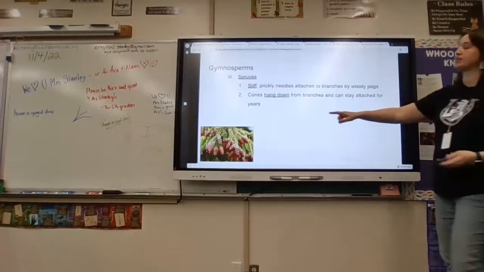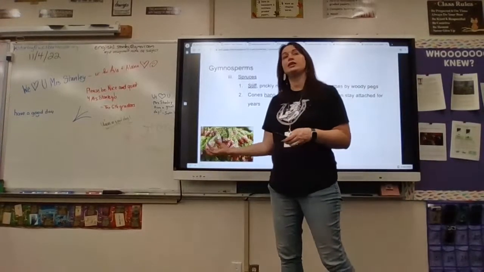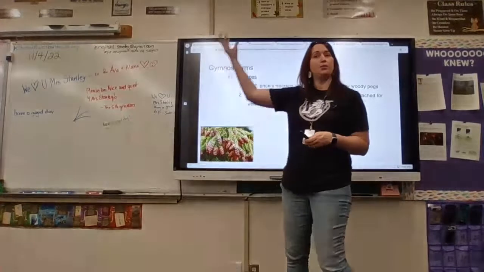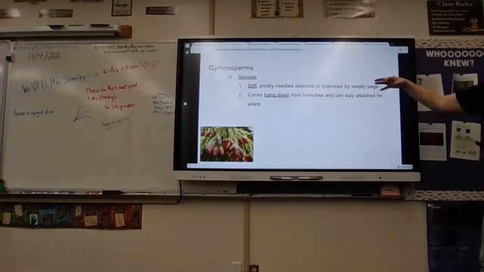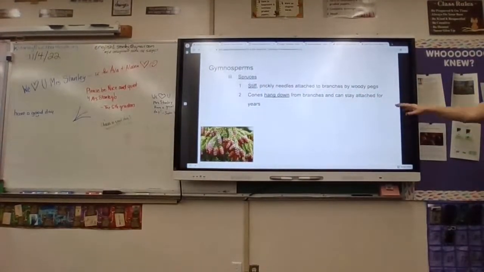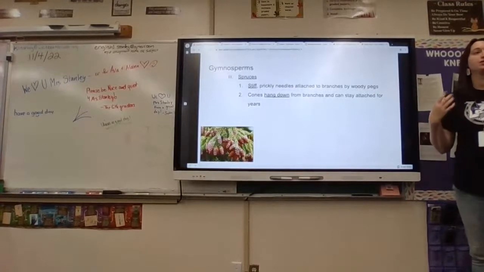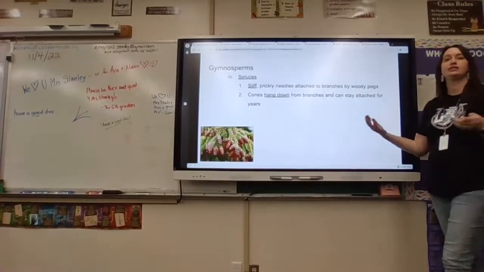Now notice the difference. We talked about how on fir trees, the cones stand upright. On spruce trees, they hang down. And we tend to think about the cones releasing the seeds.